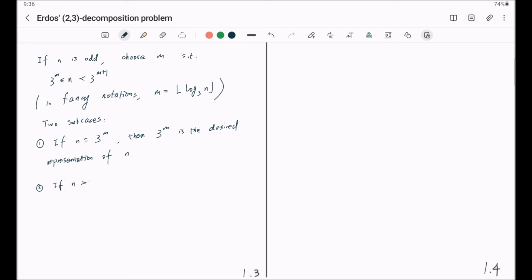If n is bigger than 3 raised to the power m, then since n is odd, in this case, n minus 3 raised to the power m is even. Odd minus odd is even. So we can choose a representation for n minus 3 raised to the power m, divided by 2, as follows.